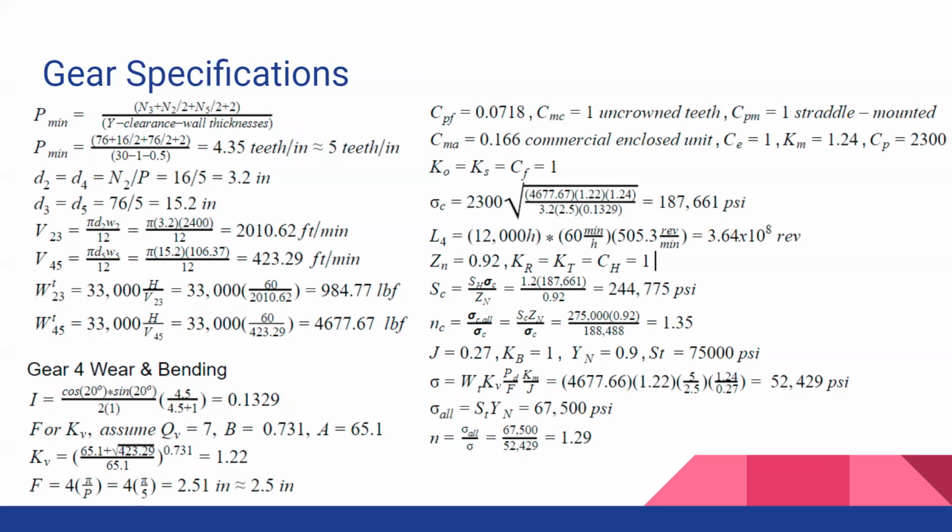Now looking at the gear specifications, we found the P-min to be approximately 5 teeth per inch. And using that, we found D2, which was equal to D4, to be 3.2 inches. D3 was equal to D5, which was 15.2 inches.